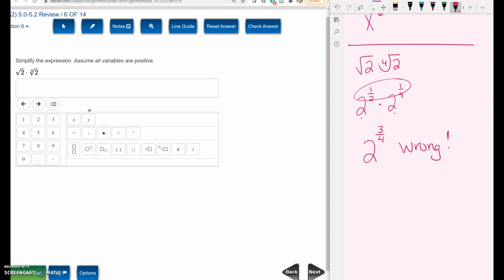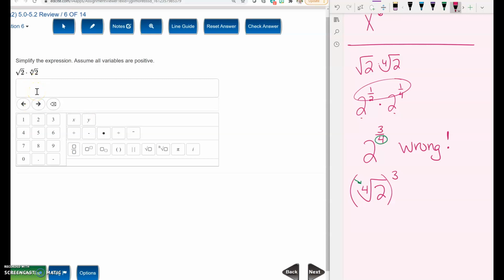This problem started in radical form, so the answer needs to remain in radical form. So we need to change this back into a radical. This is the fourth root of 2. Remember that the bottom is always the index. The top is going to be the exponent. So the fourth root of 2 raised to the third.